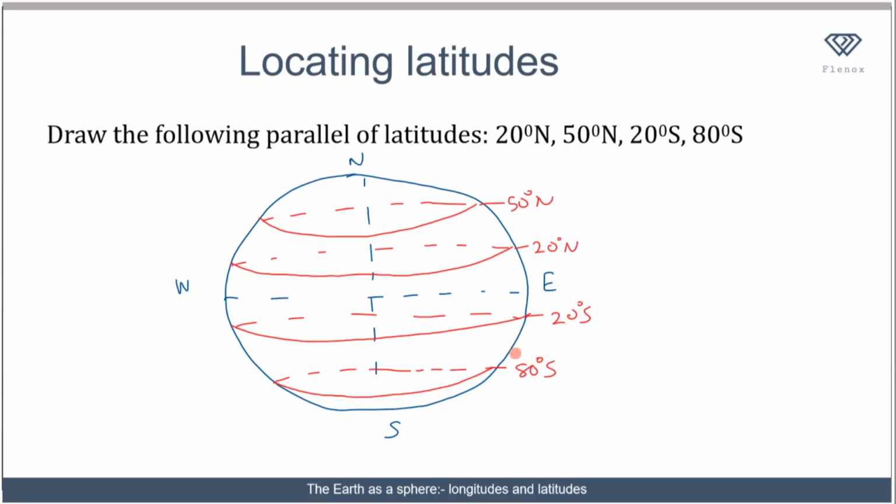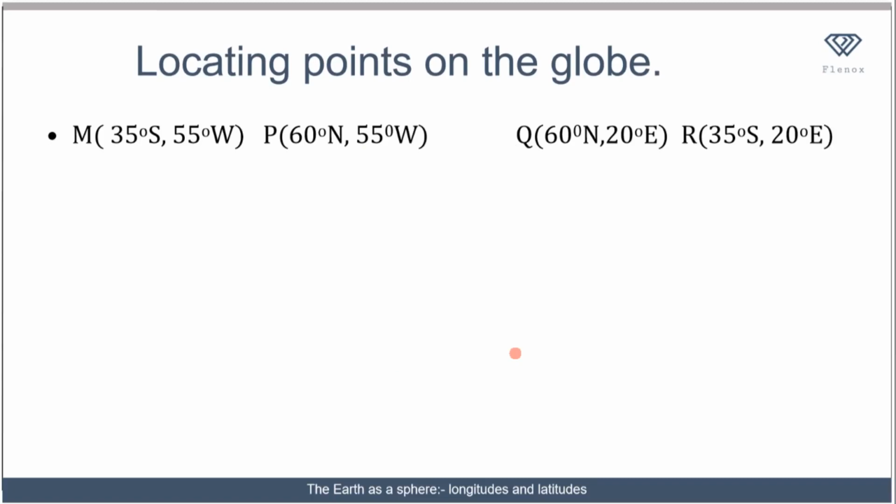So now we're going to be looking at how to locate points on the globe. So locating points is based on the coordinates that are given. We are given the latitude coordinate and the longitude coordinate. So what we do is we draw those lines out, and the point of intersection is the point of interest. So now here we are told to locate these 4 points: point M, point P, point Q and point R. So let's get started.